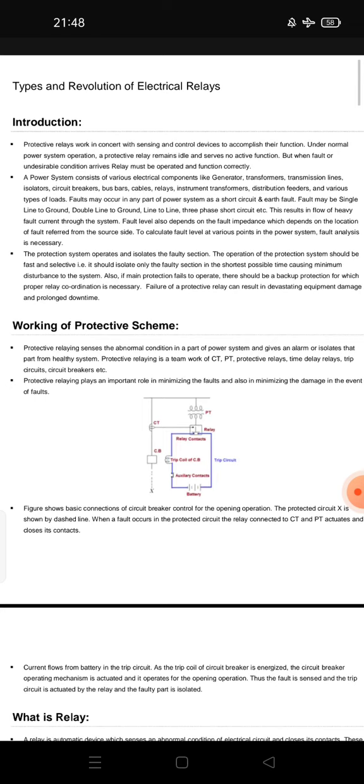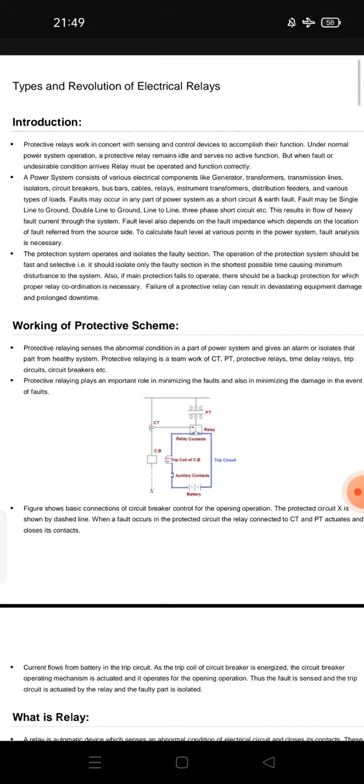Working of the protective system. The protective relay is part of the power system and a key isolation part. The system has protective relay work of CTs, PTs and protective relay, time delays, relay trip and circuit breakers. The protective relay plays an important role in minimizing faults and also minimizing the damage the fault causes, as shown in the figure, where the breaker control operates the opening operation and protects circuit X, shown in the dashed line.